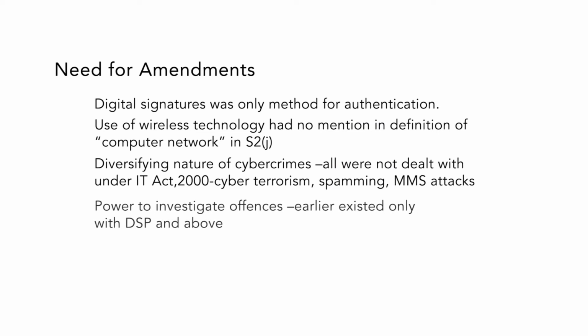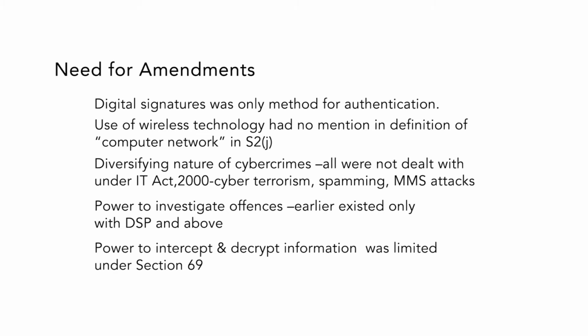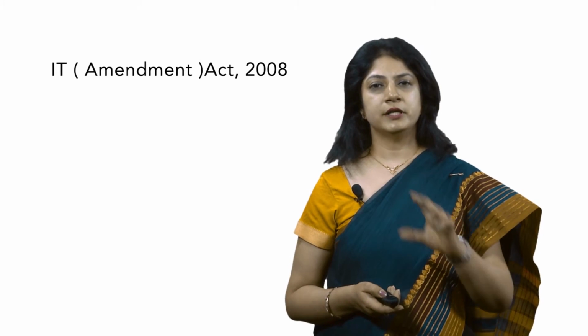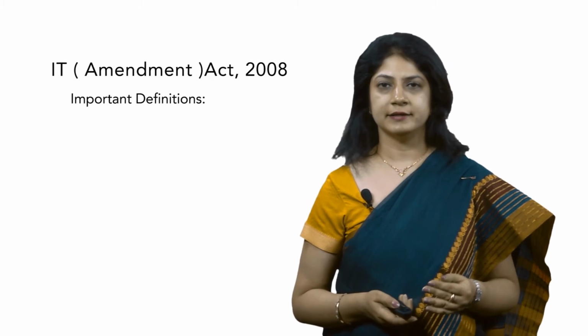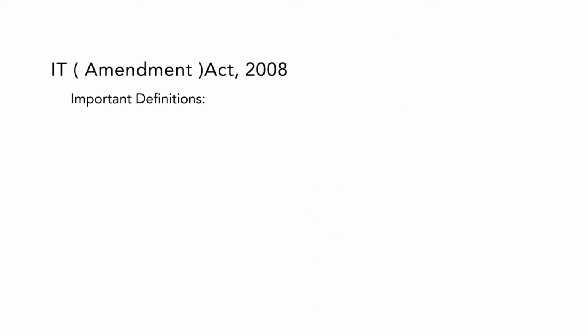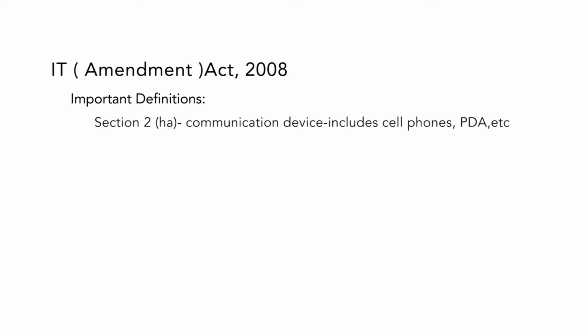There was a need to increase the power to investigate, and therefore, earlier the power was only with DSP and above. Now it lies with inspector and above rank. And also the interception or the decryption powers of the government have been quite enhanced by the amendments of 2008. The definition of communication device has also been added. It clarifies that when we say communication device, it will include a phone, a cell phone, right?